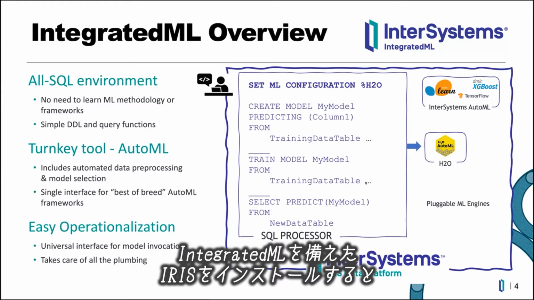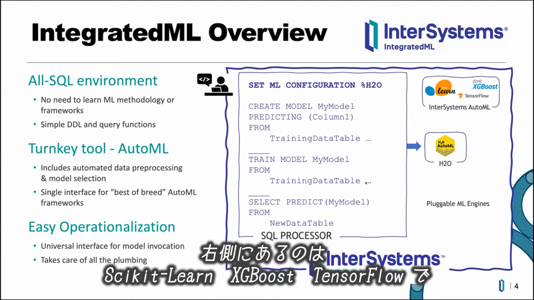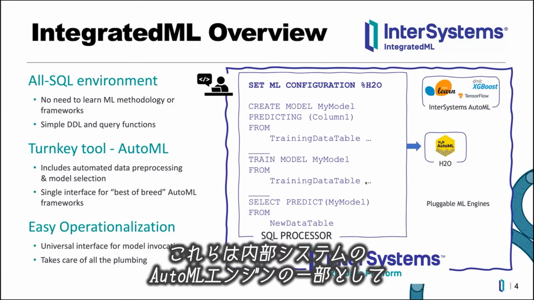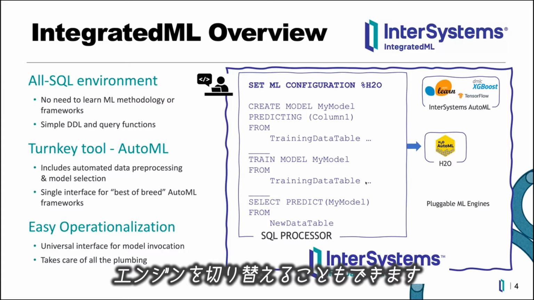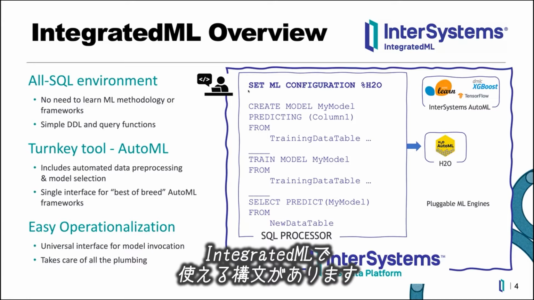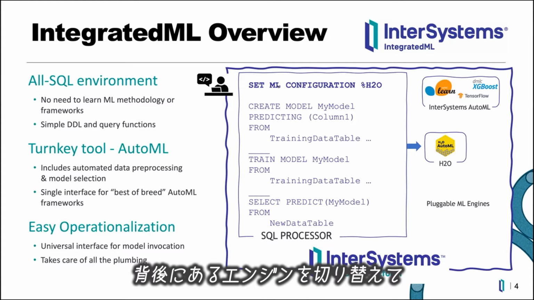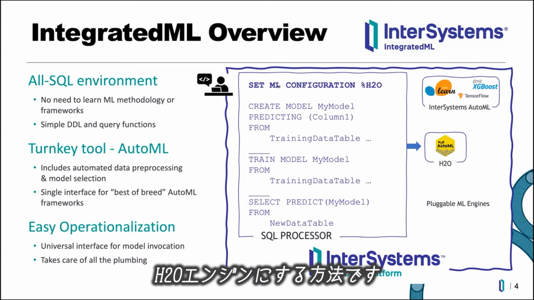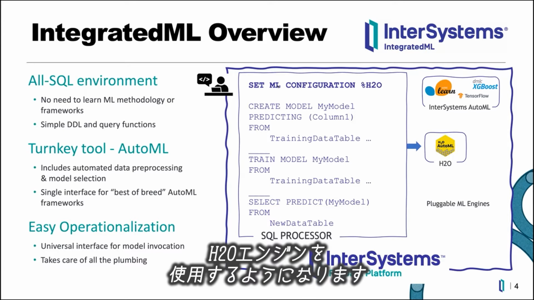When you install IRIS with integrated ML, you get these machine learning frameworks installed. As you see on the right, we have scikit-learn, XGBoost, and TensorFlow that are integrated as part of the InterSystems AutoML engine, but you also get H2O. And it's a very simple thing just to switch between them. As you see in the first part there, in the center of the screen, there's some syntax that you can use in integrated ML. That first line is SET ML CONFIGURATION %H2O. That is the way that you would actually switch between these engines underneath and switch to the H2O engine. Then everything you do when you train models and then get predictions from those models is using the H2O engine at that point.